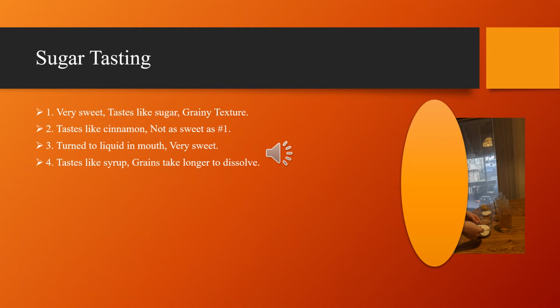So, on this slide, I tasted all of the sugars that I used, and this picture on the side had me in it, my face, so I kind of had to put a shape in front of myself, because, yeah. But sugar is really sweet, like every sugar is. On to the next slide.